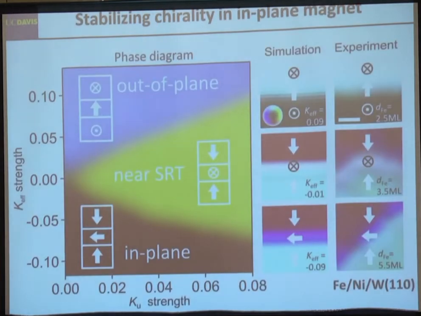So how might you possibly stabilize all of these components within the boundary? So we propose this idea, and I show you a Monte Carlo simulation-based phase diagram as a function of the effective anisotropy along the y direction and the vertical direction. The horizontal direction is the strength of the uniaxial anisotropy. So if the uniaxial anisotropy is 0, you have this conventional rotation transition from in-plane Néel wall to out-of-plane parallel Néel wall case.